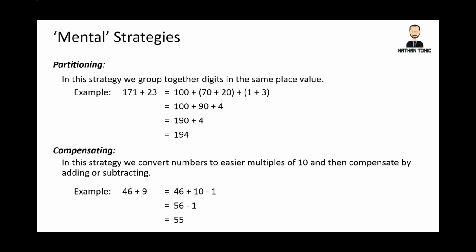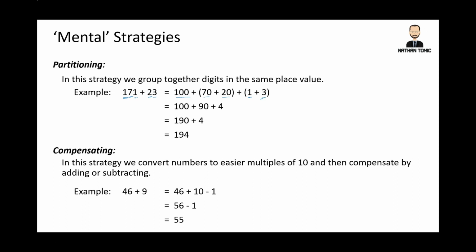So the first thing I've done is broken these out into each of their place values. So we have the 100 being the 1 here from 171, plus a 70 and a 20, which come from the 7 here and the 2 here in the second number, plus the 1 and the 3 being the unit value of each number. So we have 100 plus 70 plus 20 plus 1 plus 3.